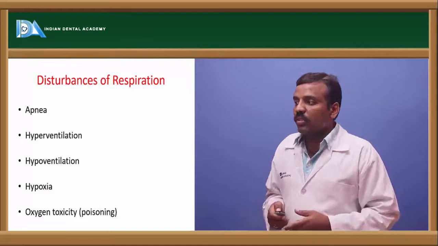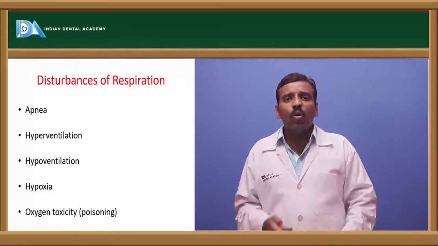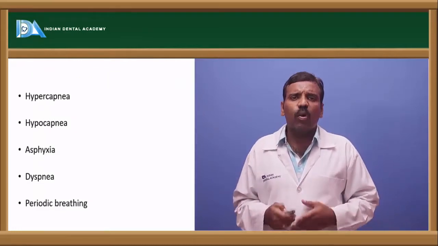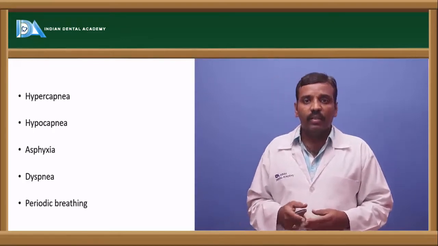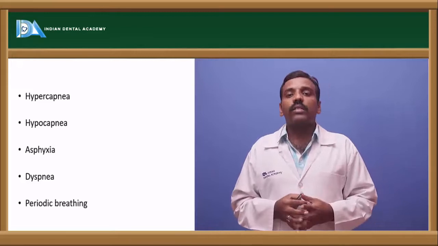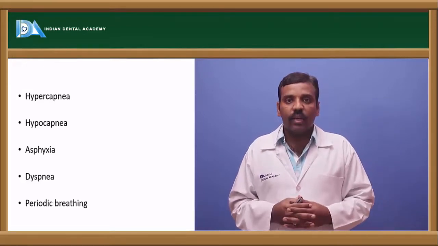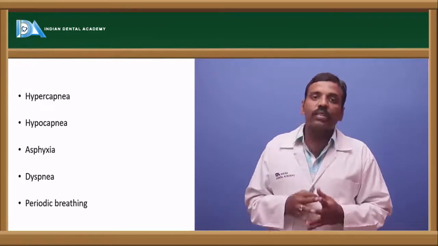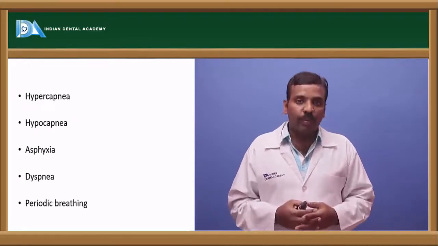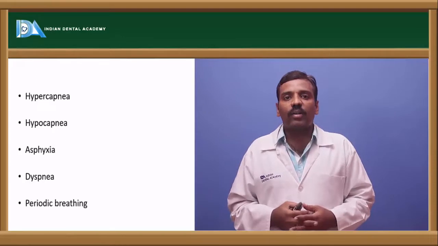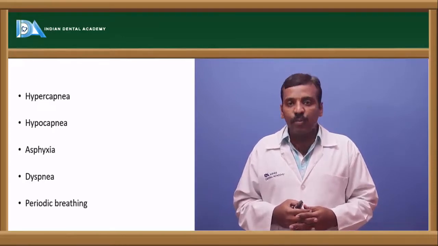Okay, and next one is oxygen toxicity. If more oxygen is present, that is poisoning. And next one is hypercapnia, in the sense increased carbon dioxide levels. Increased carbon dioxide levels is called hypercapnia. And next one is hypocapnia. Decreased carbon dioxide levels is called hypocapnia.